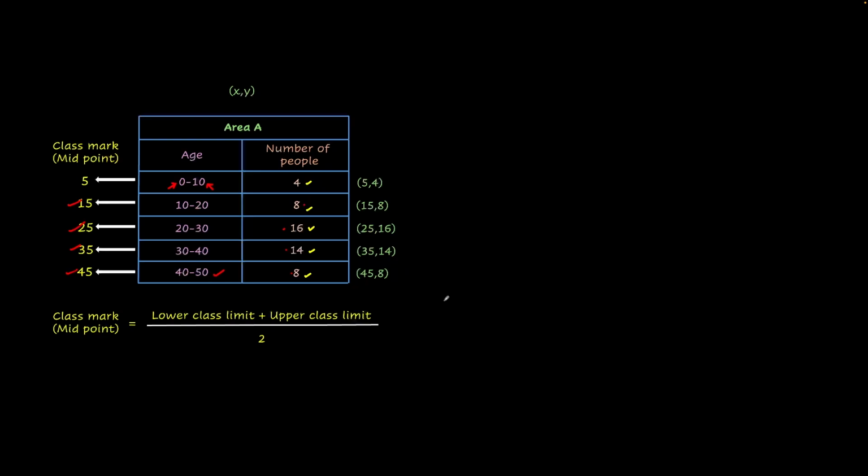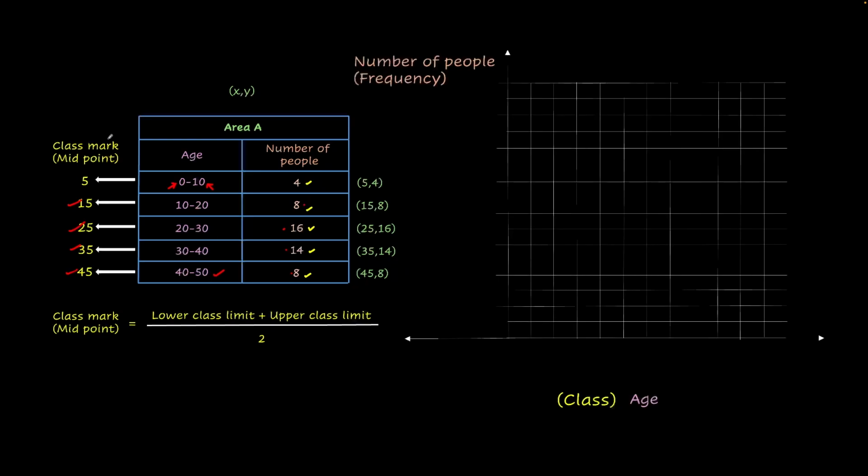Now let's start plotting. As I said, the x-axis will always be the class or the interval, in this case the age, and the y-axis will always have the frequency. In this case it is the number of people. This is our origin, and we have chosen the intervals to be 10, 20, 30, 40, 50 because we have those as the intervals here. And here we have chosen all even numbers because fortunately the frequencies are even numbers.